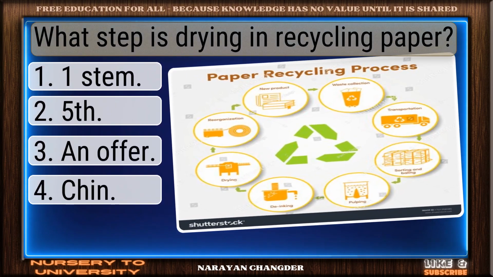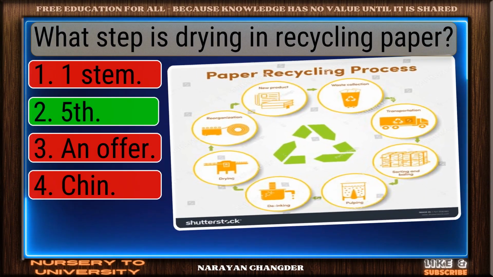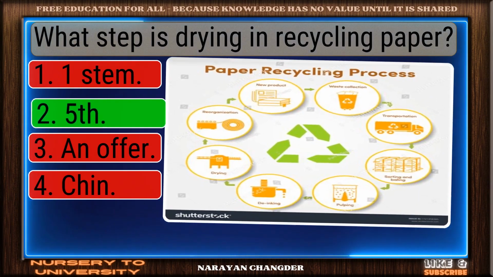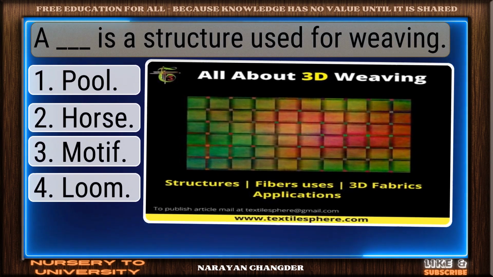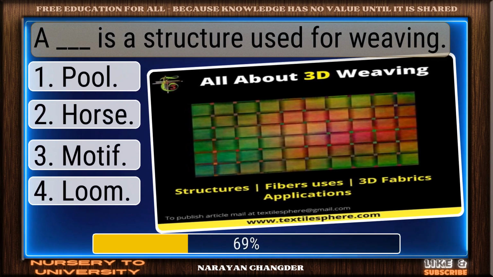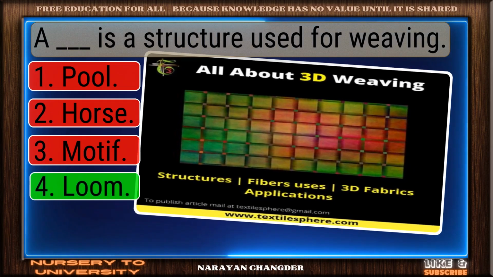What step is drying in recycling paper? Great thinking. Fifth is the right choice. A dash is a structure used for weaving. Good thinking. Loom is the right answer.